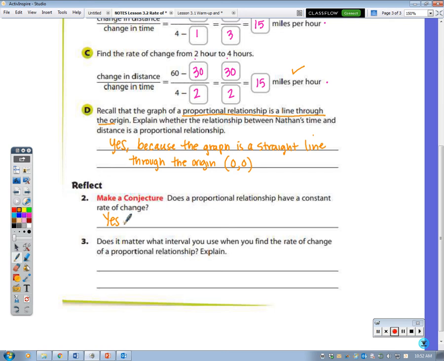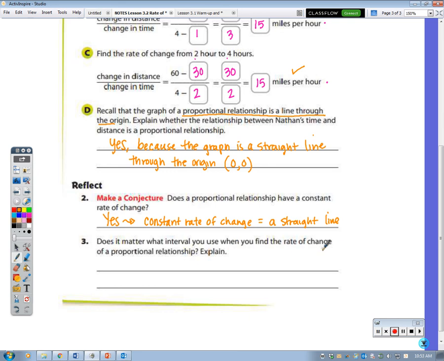I'm just going to put a couple little notes here. A constant rate of change equals a straight line. And a proportional relationship has to have a straight line through the origin on a graph. And the whole idea is that in a proportional relationship, everything will simplify down to the same rate of change, the same ratio.